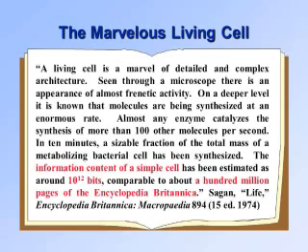The information content of a simple cell has been estimated at around 10 to the 12th bits, comparable to about 100 million pages of the Encyclopedia Britannica. And I would say, in the last 30 years, we've learned there's a lot more information in there than he ever dreamed. And by the way, Encyclopedia Britannica doesn't have many pictures. There's a massive amount of information in every cell. Folks, it is more complex than New York City, with everything in New York. Way more.